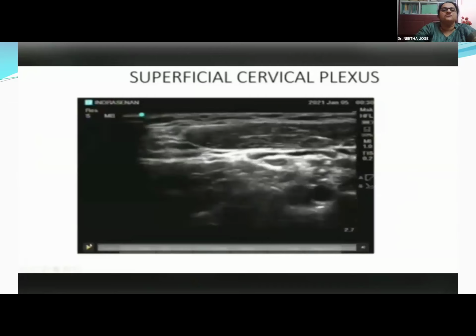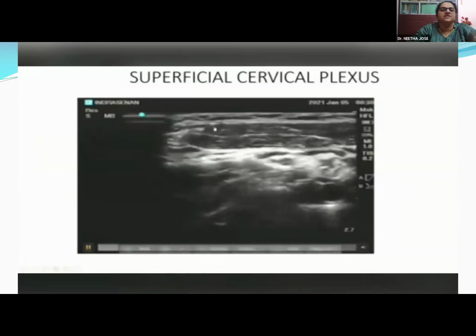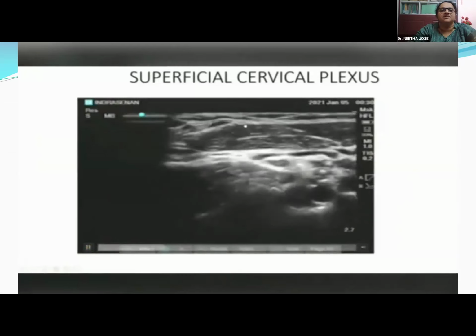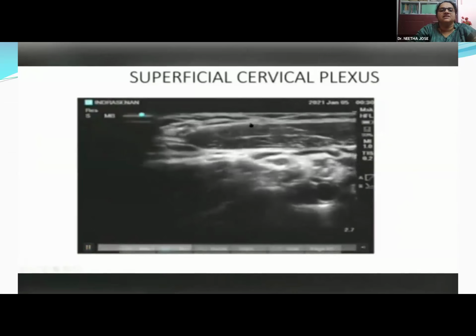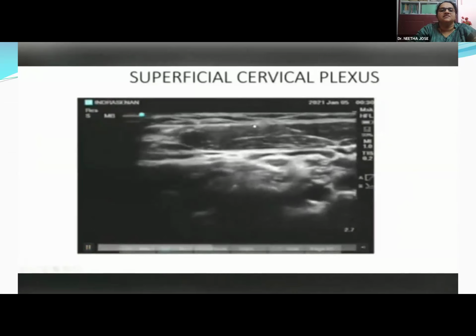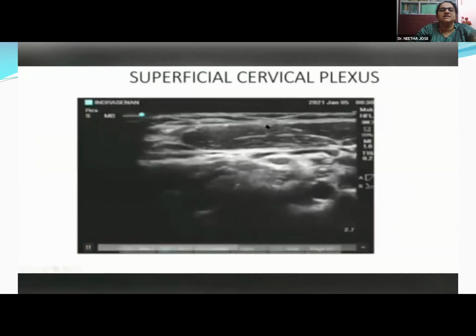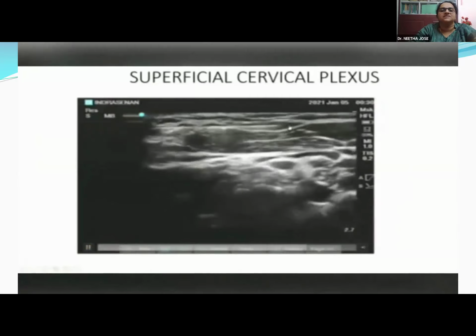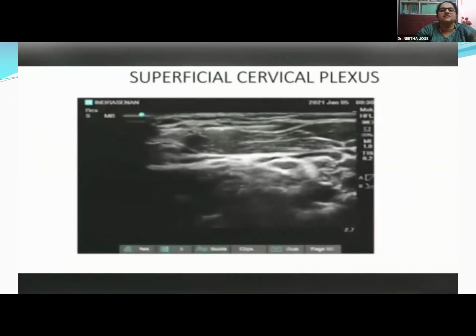Here is a video of superficial cervical plexus block. Here you can see this is the sternomastoid muscle. The needle is coming. Here you can see the needle. It pierces and superficially the drug is injected. You can see the spreading of the drug here. This is the needle with the drug spread. This is superficial cervical plexus.